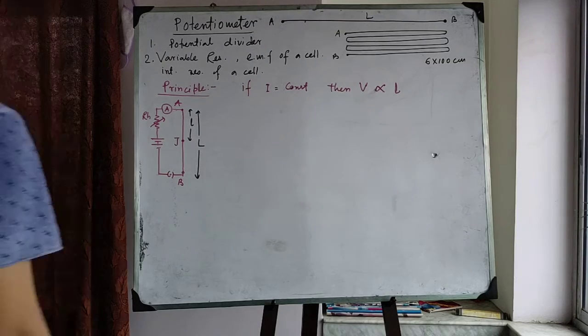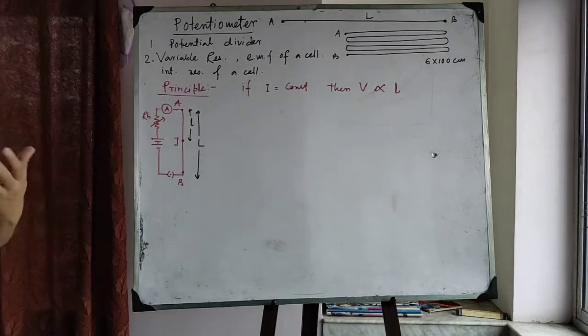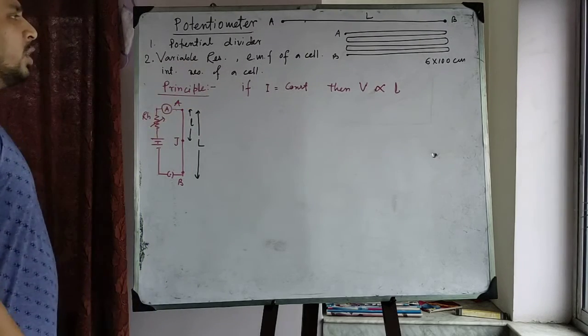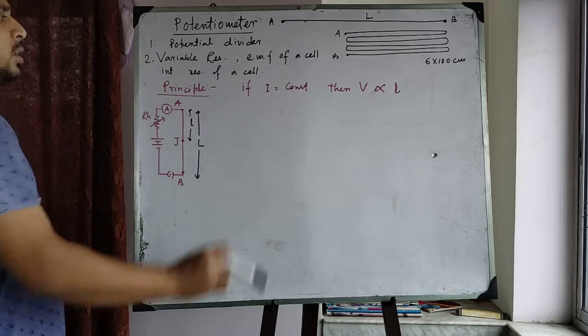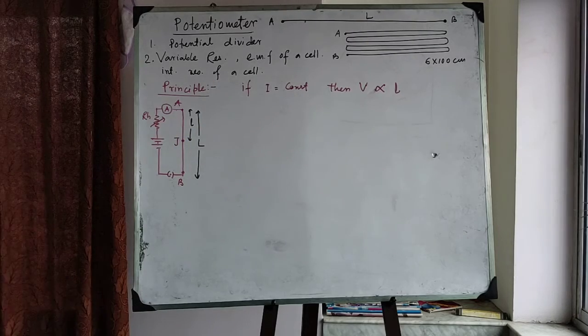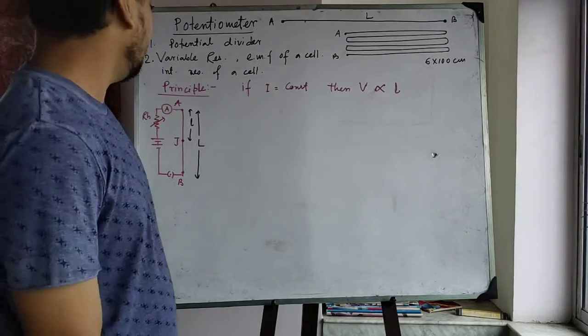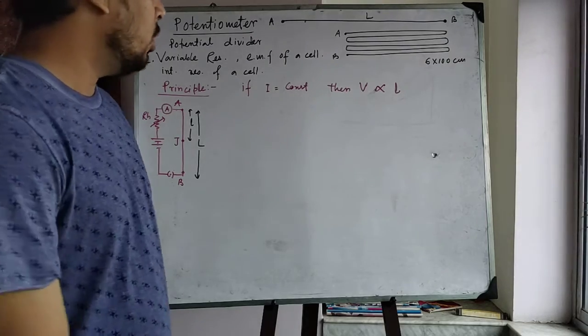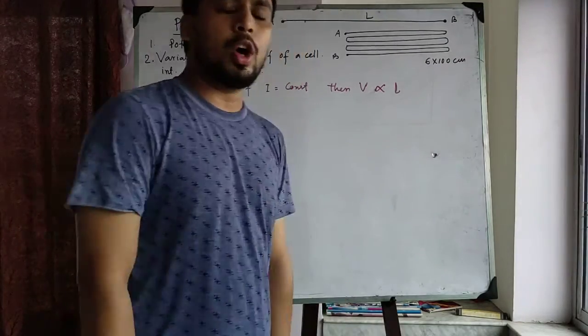So the potentiometer is a potential divider. We can use the potentiometer as a variable resistance. It is used to find out the EMF of a cell and also to find out the internal resistance of a cell. Generally a potentiometer is a long wire.